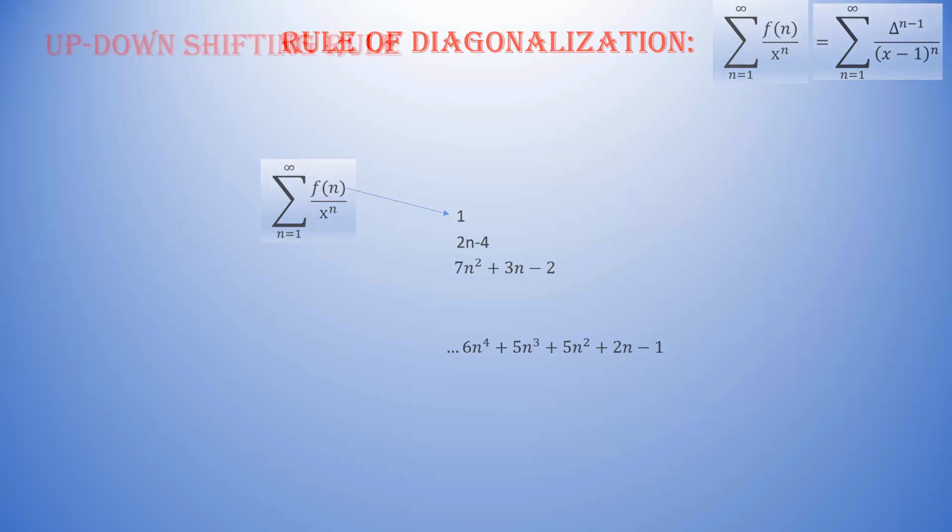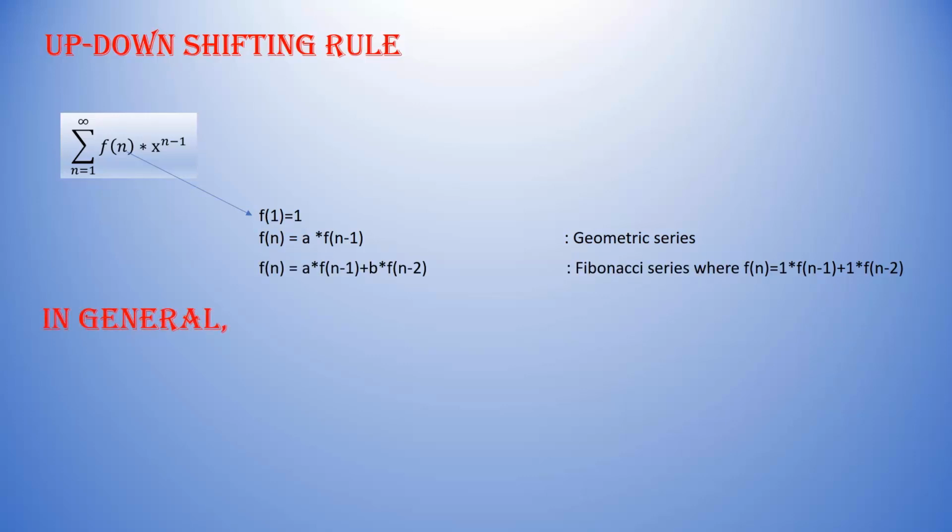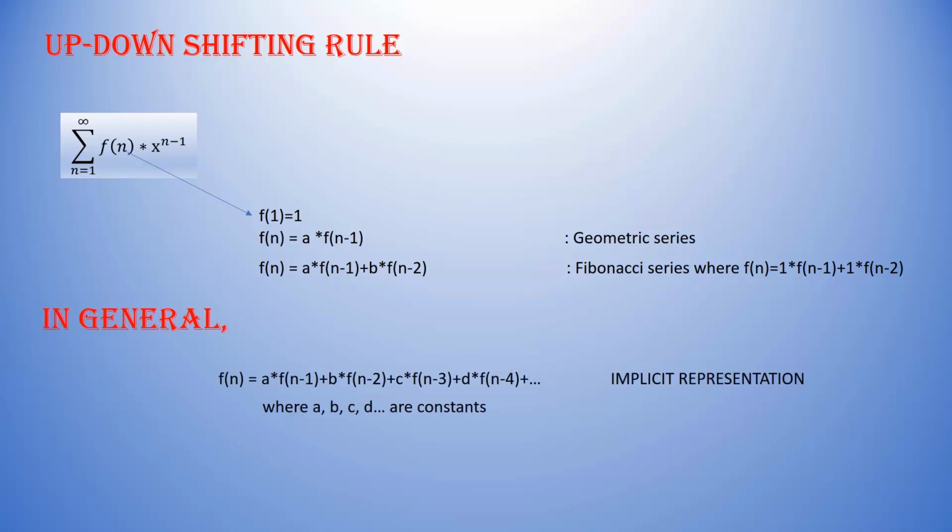Now, we use a new rule, which I call the up-down shifting rule, for infinite series of this form, where f of 1, or the first term, is always considered 1 for our convenience, and f of n can be any function like a geometric series, where each term is a factor multiplied by the previous term, or any series where each term is dependent on the previous two terms, for instance the Fibonacci numbers. In general, saying implicitly, f of n depends on previous terms, and saying explicitly, f of n is a form of exponential function in itself.